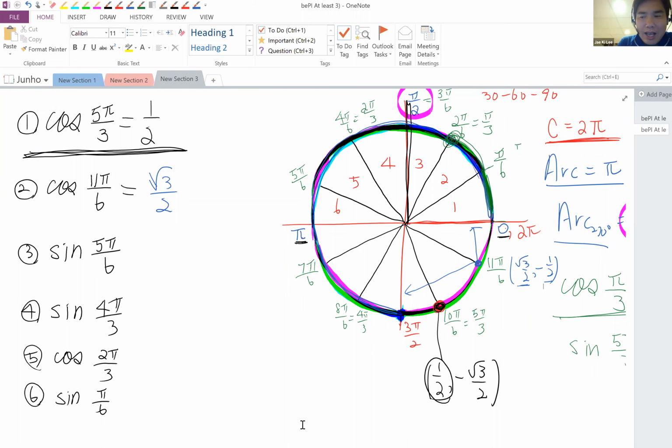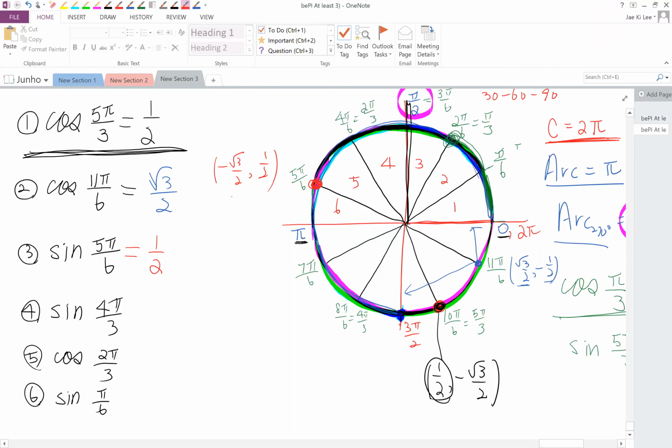Okay, now sine 5 pi over 6. 1 over 2. 5 pi over 6 is right here. So this ordered pair becomes negative root 3 over 2 and then 1 over 2. Also, you can analyze that this point is closer to the x-axis compared to the y-axis, so y will become 1 over 2, and x will become root 3 over 2.